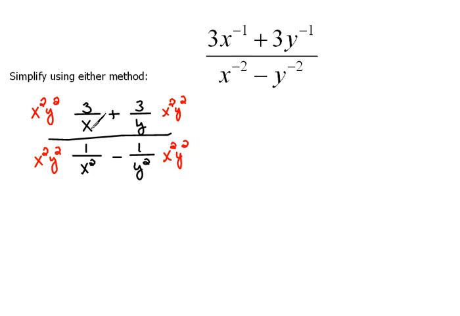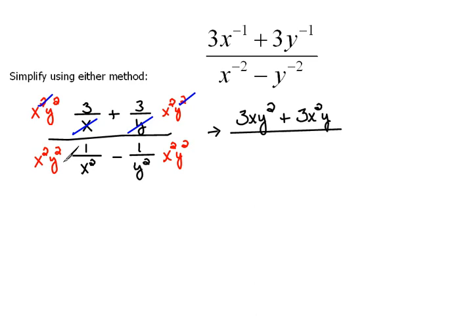So for our first term here, x will cancel into one of those x's, and that will leave us with 3 times x times y squared on top. Our denominator is gone. Plus, over here, this y will cancel with one of those and leave us with 3x squared y.